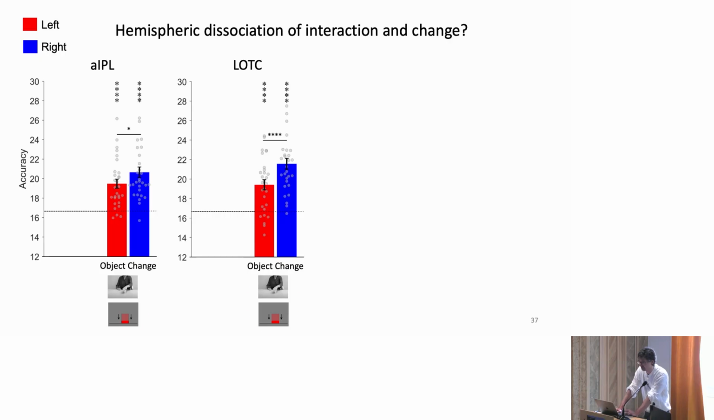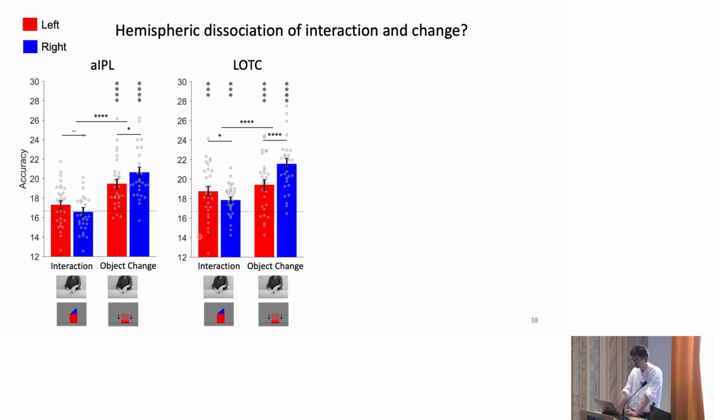So let's start with the replication of the previous effects. We decoded between actions and animations, but this time with the change-only animations that entirely omitted an interaction between the objects. And what we found, as predicted, is that the representations of the object change can be decoded better in the right AIPL and LOTC compared to the left.